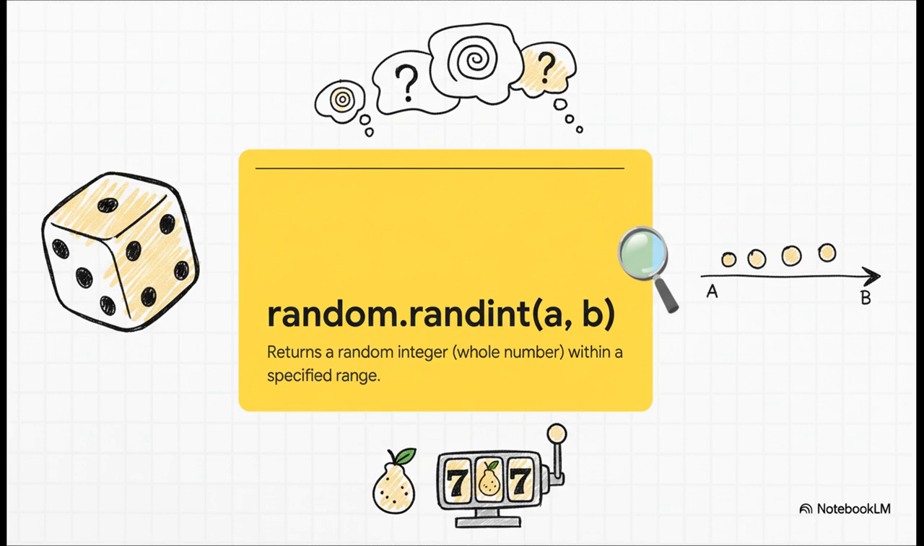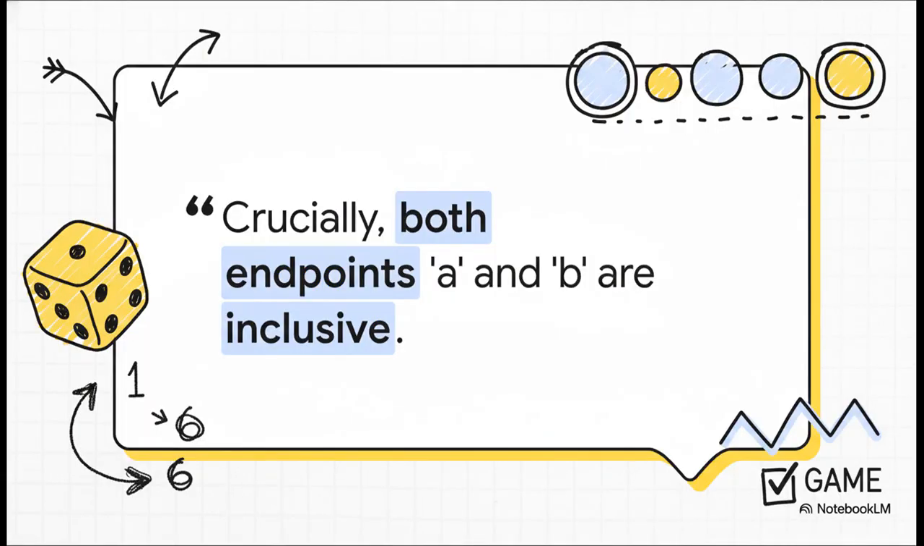You give it a starting number, which we'll call A, and an ending number, B, and it will hand you back one single random whole number that falls somewhere in that range. Now, if you remember one thing about randint, make it this. The range is inclusive. That means both the starting number and the ending number are included as possible results. So if you ask for a number between 1 and 6, you really could get a 1 and you really could get a 6. This seems like a small detail, but trust me, remembering that both ends are in play will save you a ton of headaches later on.